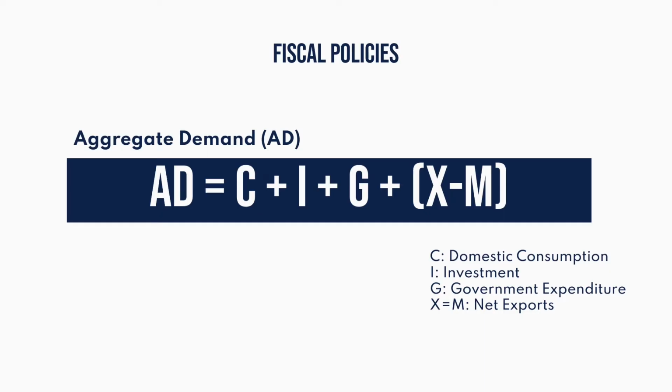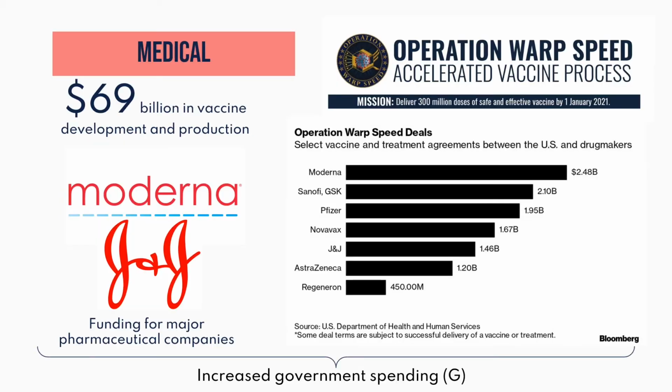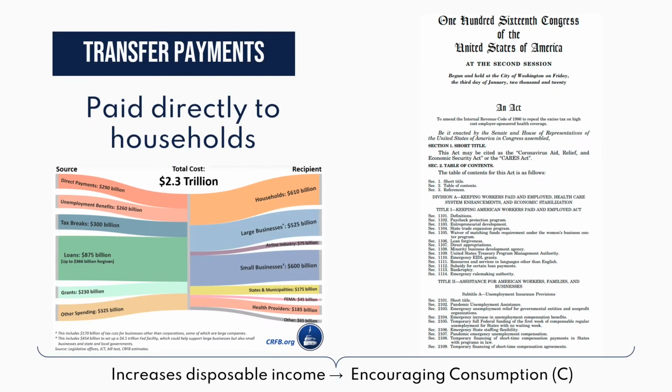The main aim of these fiscal policies is to increase aggregate demand, comprising of domestic consumption, investments, government expenditure, and net exports. First up, the government has spent on vaccine development and production, which is important in the pandemic. These medical-related measures will lead to an increase in government spending, a component of aggregate demand. Next, transfer payments are paid directly to households. These payments increase their disposable income and purchasing power, allowing them to consume more goods and services.